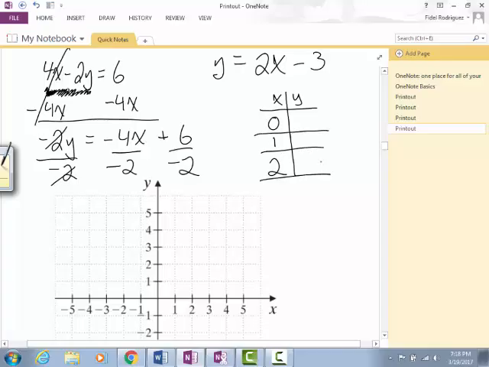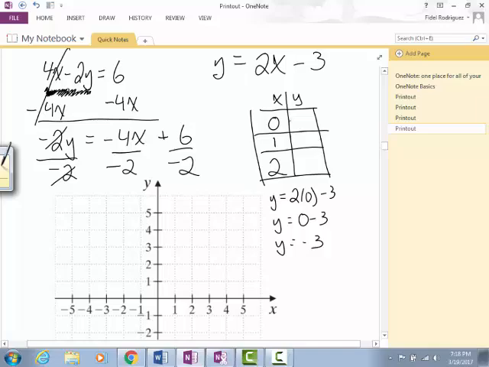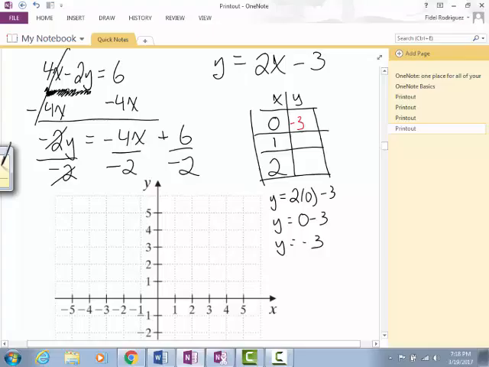I'm going to say what happens when x is equal to 0. So then I would say, okay, well, y equals 2 times 0 minus 3. 2 times 0 is 0, and 0 minus 3 is a negative 3. So now the number I'm going to put in here is negative 3. Okay, let's do that all over again. I'm just going to scroll it down a little bit so I have some more room.